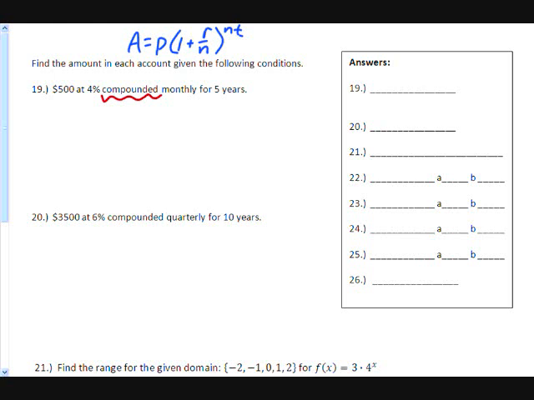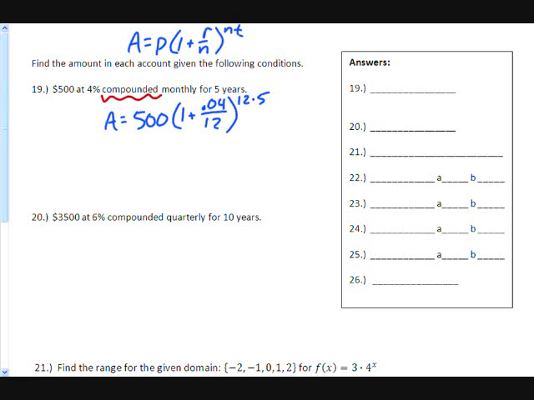P is the principal, so the amount in the account is going to be P, which is the 500. It's the initial amount, times 1 plus r, written as a decimal, which is 0.04, over n, which is the number of times each year it's compounded. Since this is monthly, that's going to be 12. Raised to the n times t, which is 12 times 5, the time in years.